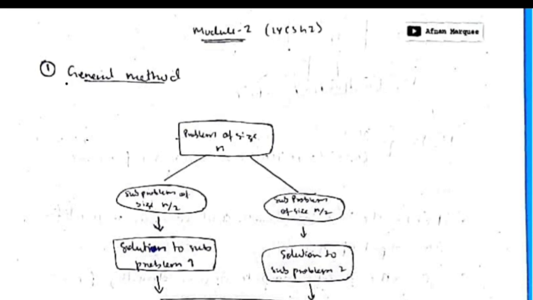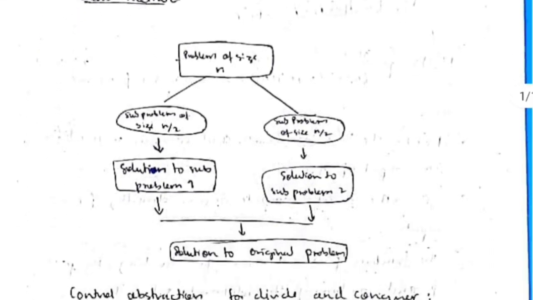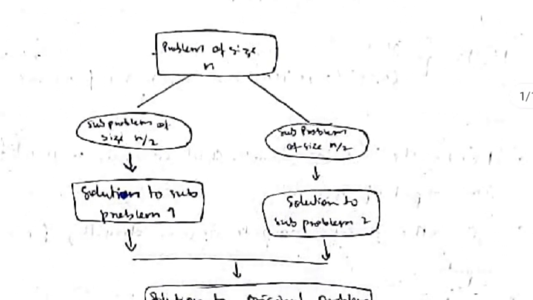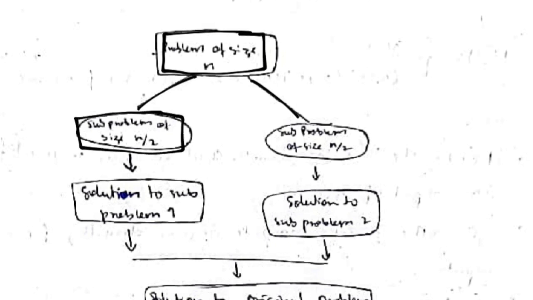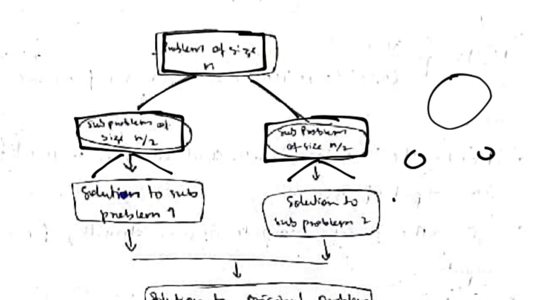In the first topic we are discussing the general method, what is divide and conquer. If there is a problem of size n, we divide it into half parts, so it will be subproblems of size n by 2, and if it needs to be solved further, we divide into n by 4 and n by 4. Like that we are dividing the bigger problem into smaller and smaller modules.